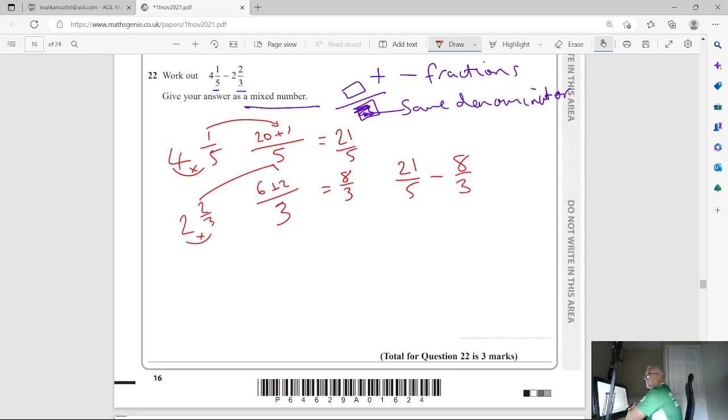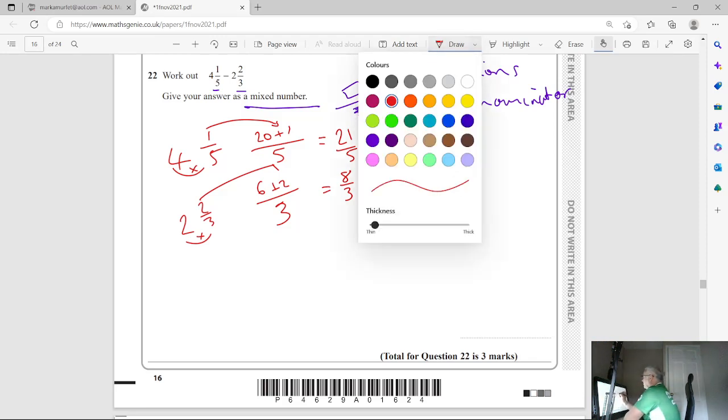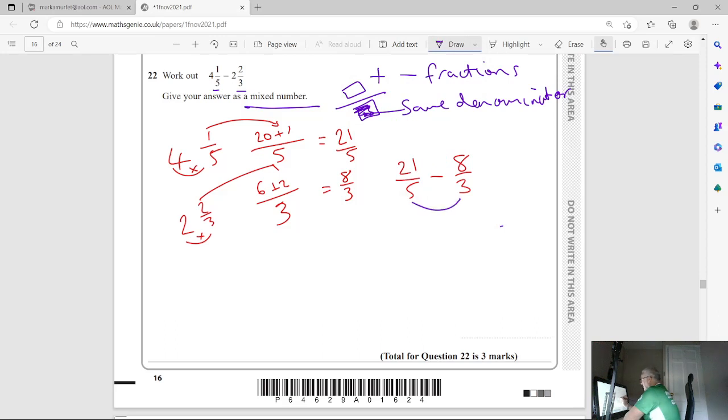Now the denominators are not the same. So it's at this point that I need to get the denominators the same. Okay, one way to get the denominators the same is to multiply these 2 values together. So 5 times 3 will give me a common denominator of 15. Because I've times the 3 by the 5, I have to times the 8 by the 5. Now, bearing in mind, I'm doing the second value, so it's got to go on the second fraction. So 5 times 8 gives me 40. Now I'm doing the other way around. I'm doing 3 times 21. I'm going to go on the first fraction. 3 times 21 is 63.